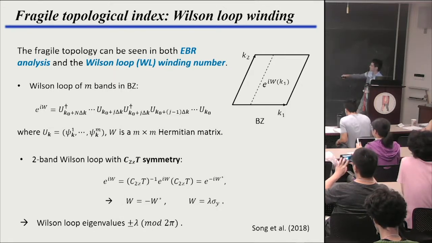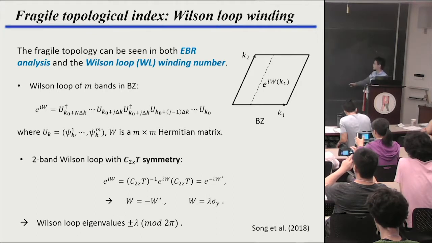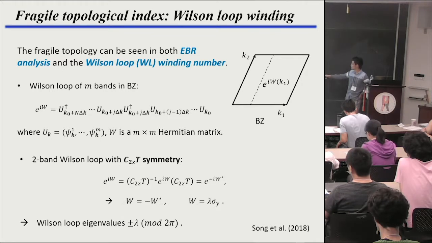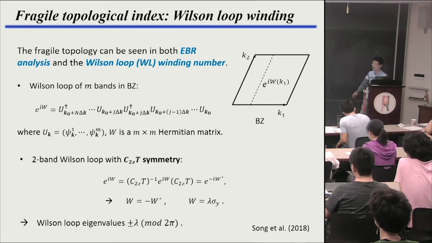So if you write the Wilson loop in terms of e to the i W, this W is actually a Hermitian matrix. So you can diagonalize this W matrix to get some eigenvalues. That's called the Wilson loop eigenvalues.